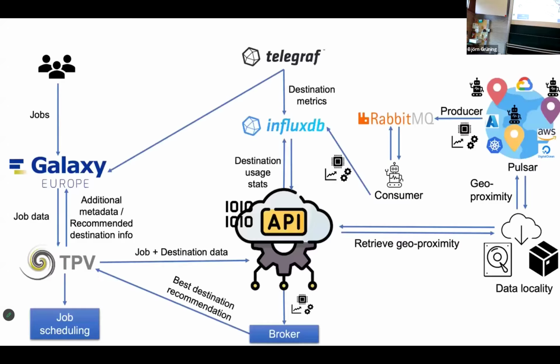And this is the workflow. When a job comes in, it'll first try to match it through TPV, and TPV sends an API request to the TPV Broker. The TPV Broker collects all these metrics into an InfluxDB, and then the TPV Broker does the calculation of all the metrics coming from the Pulsars, and provides a ranking of the best destinations back to TPV.